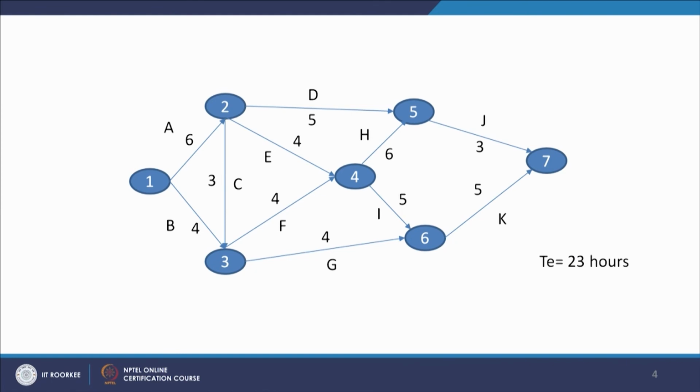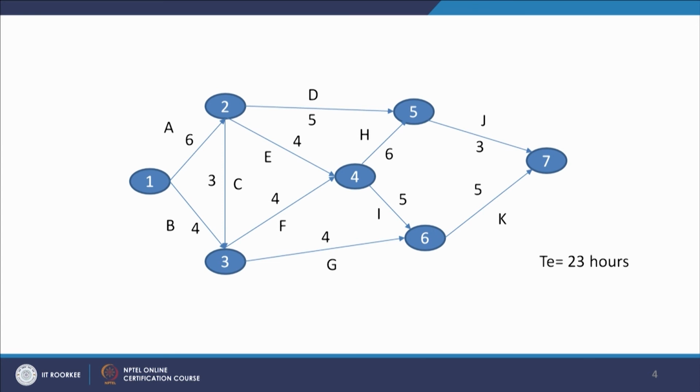You can see the activity A is the predecessor for three activities. It is predecessor for D, so you can see after node 2 D is starting. Similarly it is predecessor for E, so you can see from node 2 E is starting. It is predecessor for C, so you can see from node 2 C is also starting. So C, D and E, all these are successors of activity A.